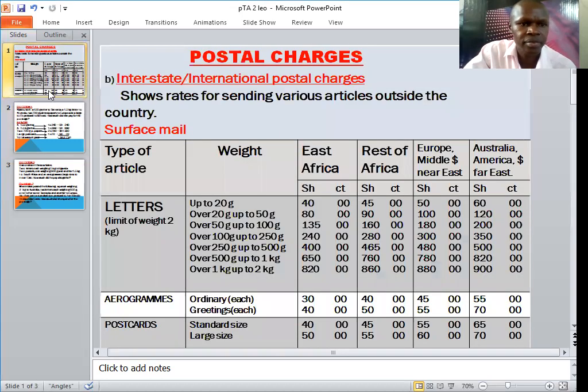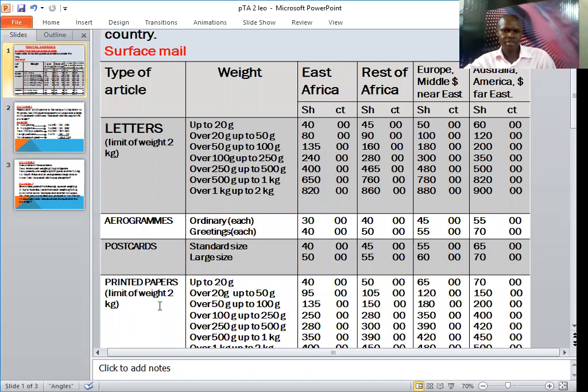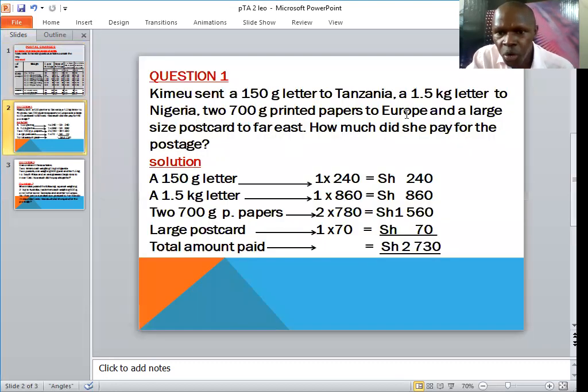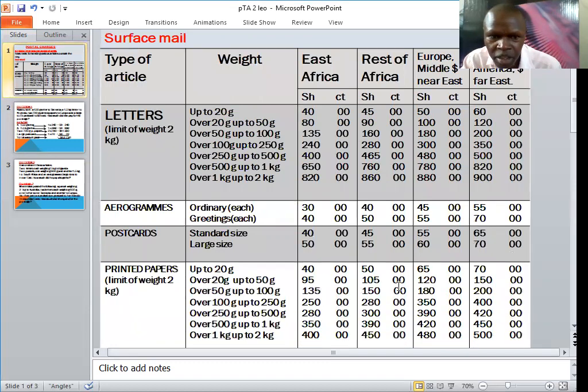Come back to our table. These printed papers, they are here. What was the weight? 700 grams. 700 grams is falling between over 500 grams up to 1 kilogram. Destination, it was Europe. Come back to Europe. Europe is here. You follow that column, printed papers to Europe. Come, 700 grams, it is here. Follow up to here. Now, what are the charges? 420.